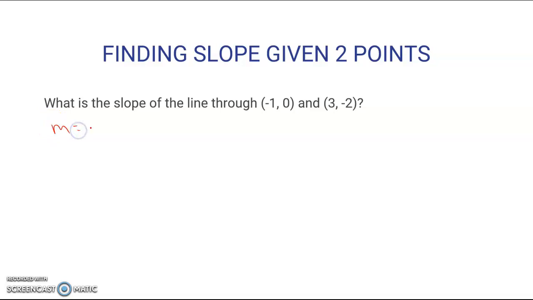M equals, and you're just doing variable substitution from, I think, 1.2, honestly. Y2 minus y1 over x2 minus x1. Go ahead and label, right? I've got my first x value, my second x value, my first y value, my second y value. Okay, and I'm gonna substitute here.